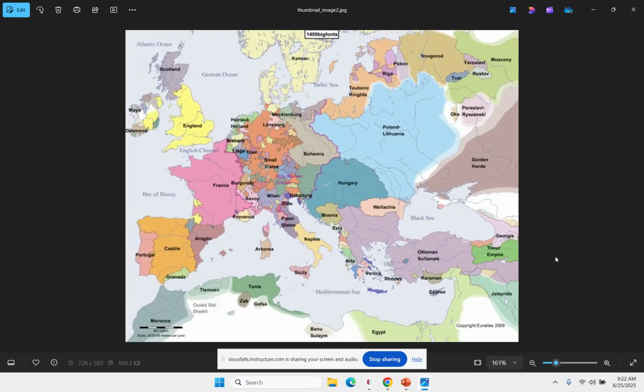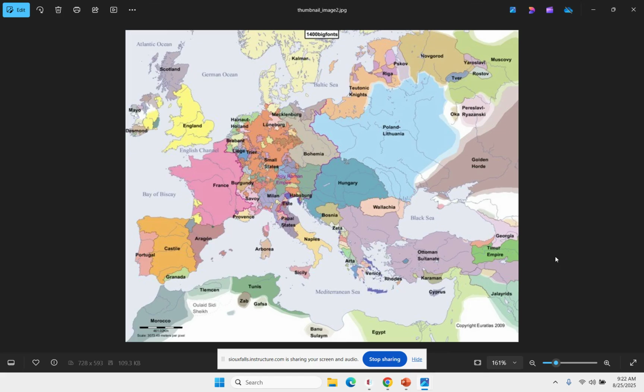Okay, topic 1.2, the Italian Renaissance. Before we get into the Italian Renaissance, since this is our first lesson in European history, I thought it's important for us to take a look at what Europe looked like in 1400.